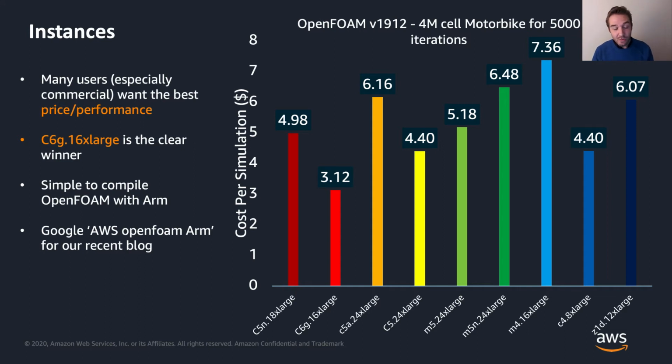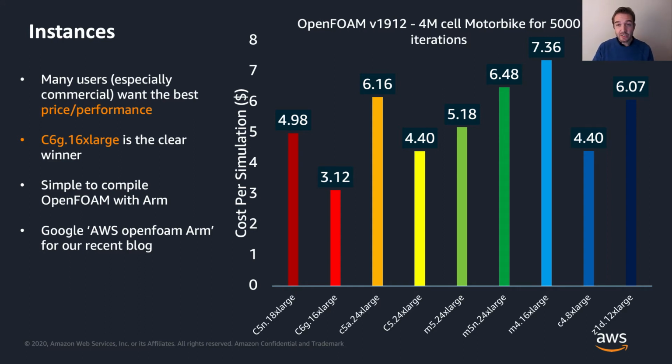And this is why we were writing a blog to demonstrate this. If you Google AWS OpenFOAM ARM, hopefully that blog will come up. And you can see how it worked to say, hey, actually, if you care about price performance, then by far the winner is the Graviton2.